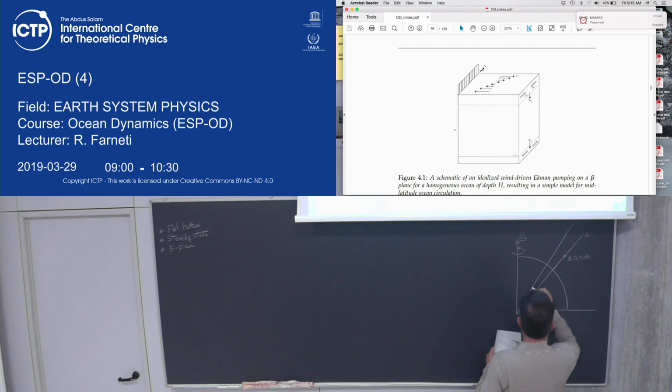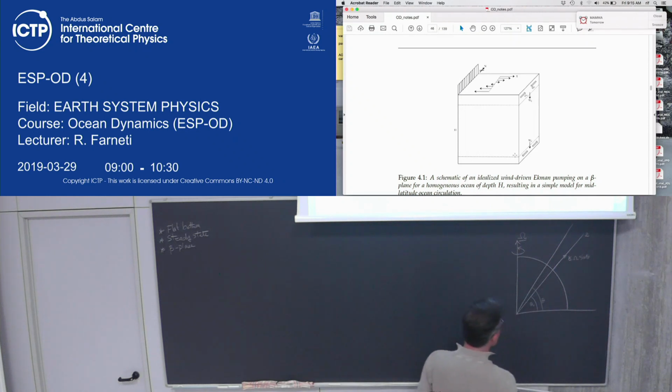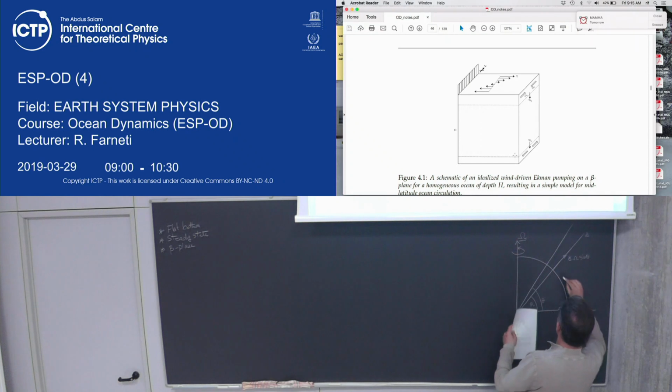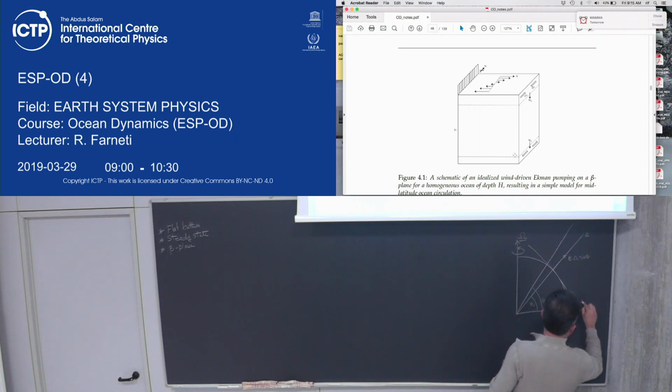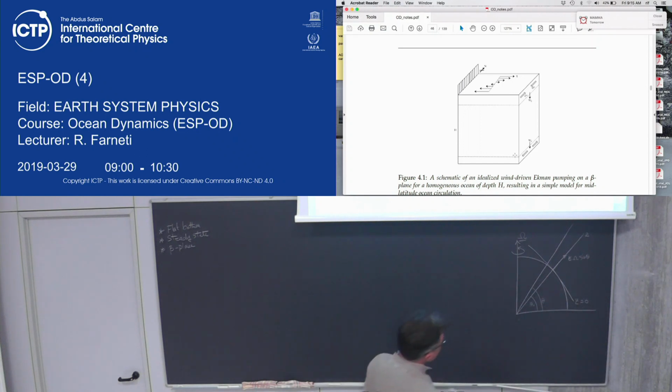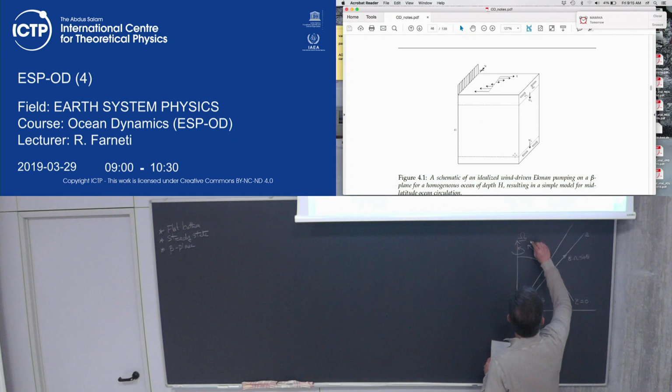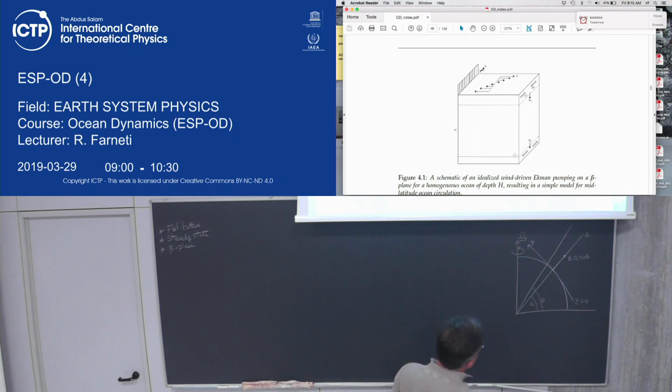This is the angle theta. Now we're going to draw a plane, Z equals 0. That's the plane where we will work on the beta plane. This is going to be y, zeta is equal to 0, and x is into the board.